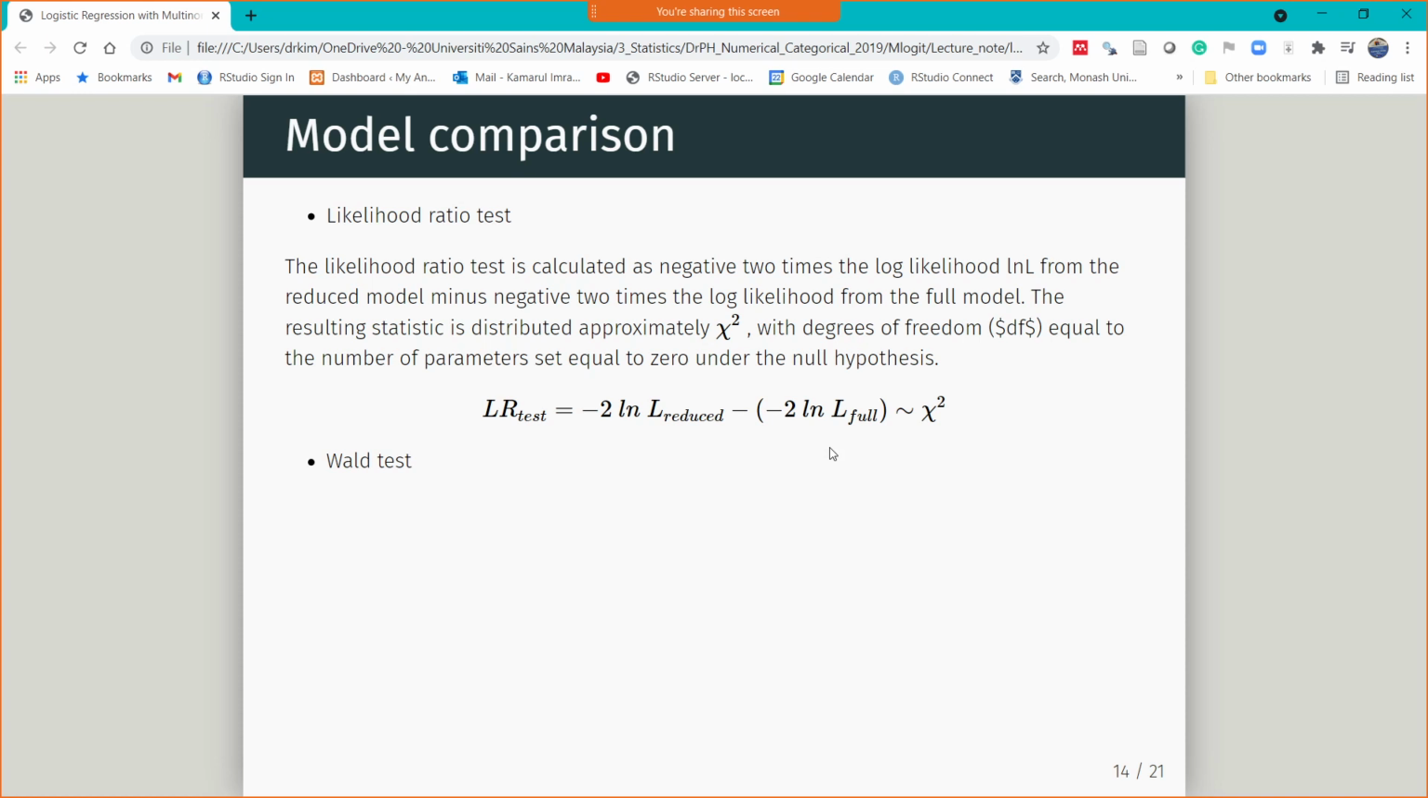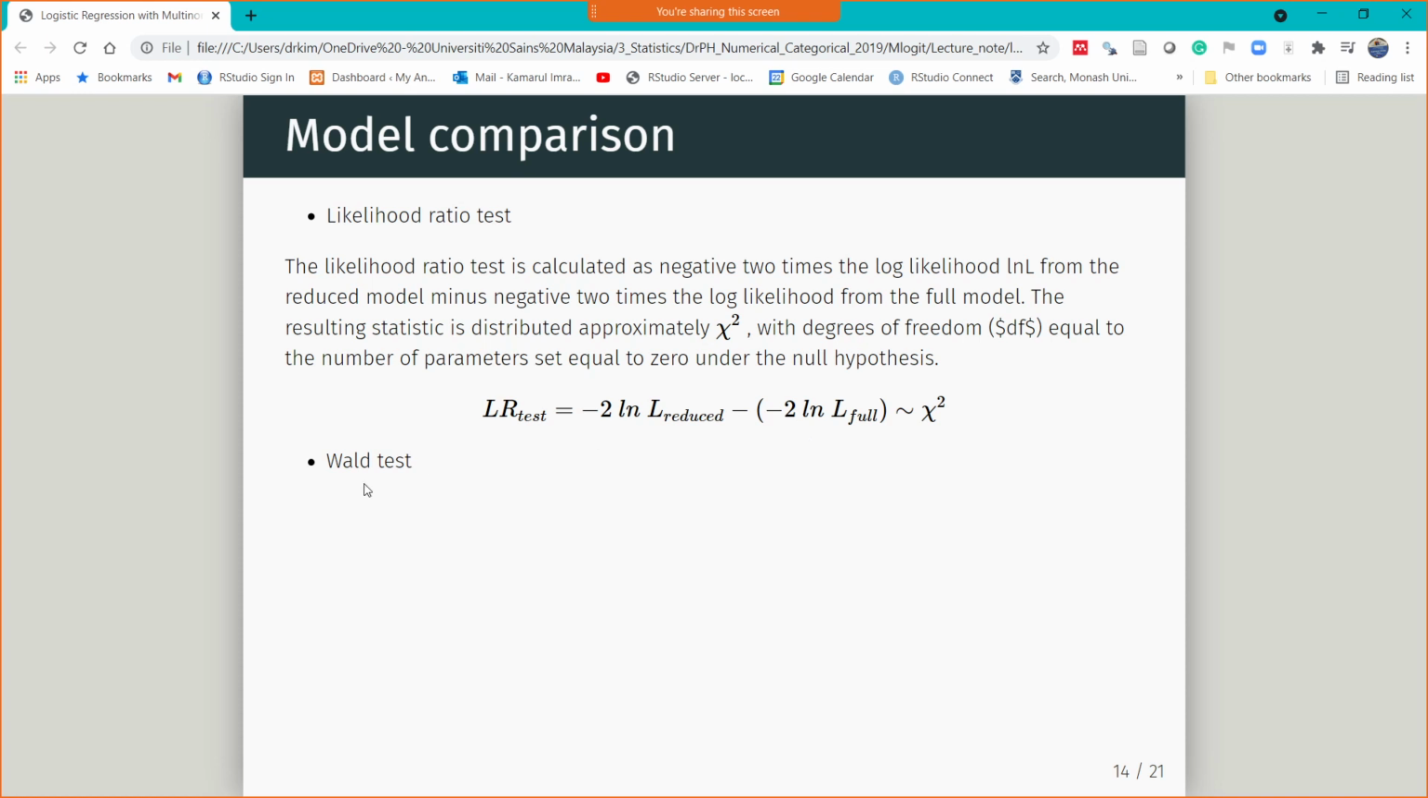If they are not different, then you can take the simpler model. If they are different, usually we use p-value of less than 0.05, then you can choose the bigger model or the full model as your model of choice.